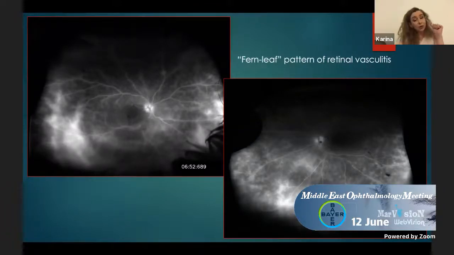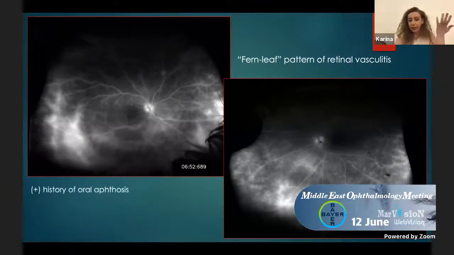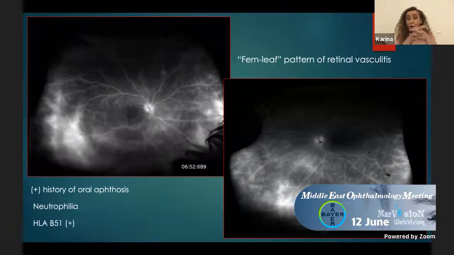So I asked her about the presence of oral aphthosis, and she said, yes, several times I had this problem in my life. I ordered a new blood test, and this time she had neutrophilia. And you know, Behçet disease is primarily driven by neutrophils at the very early stages of the disease. And finally, I asked for the HLA-B51, and she was positive. And although this is not part of the diagnostic criteria for Behçet disease, we know that having this marker positive increases the risk of the patient of having the disease.